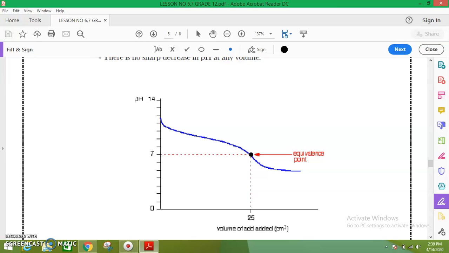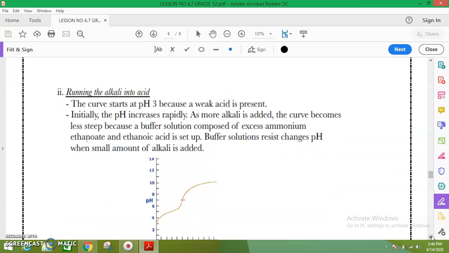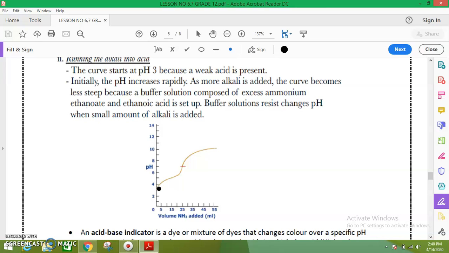The reason why you will not get these vertical lines is that both are weak acid and base. And the second method, alkali into acid. See, the acid is weak, we will start from 3 or above 3. You will get a very sharp line and draw from 7. Then you find the volume of acid or base from here. When you draw the line from 7 and then draw to the x-axis, you will get the volume of base and then use it for calculation.